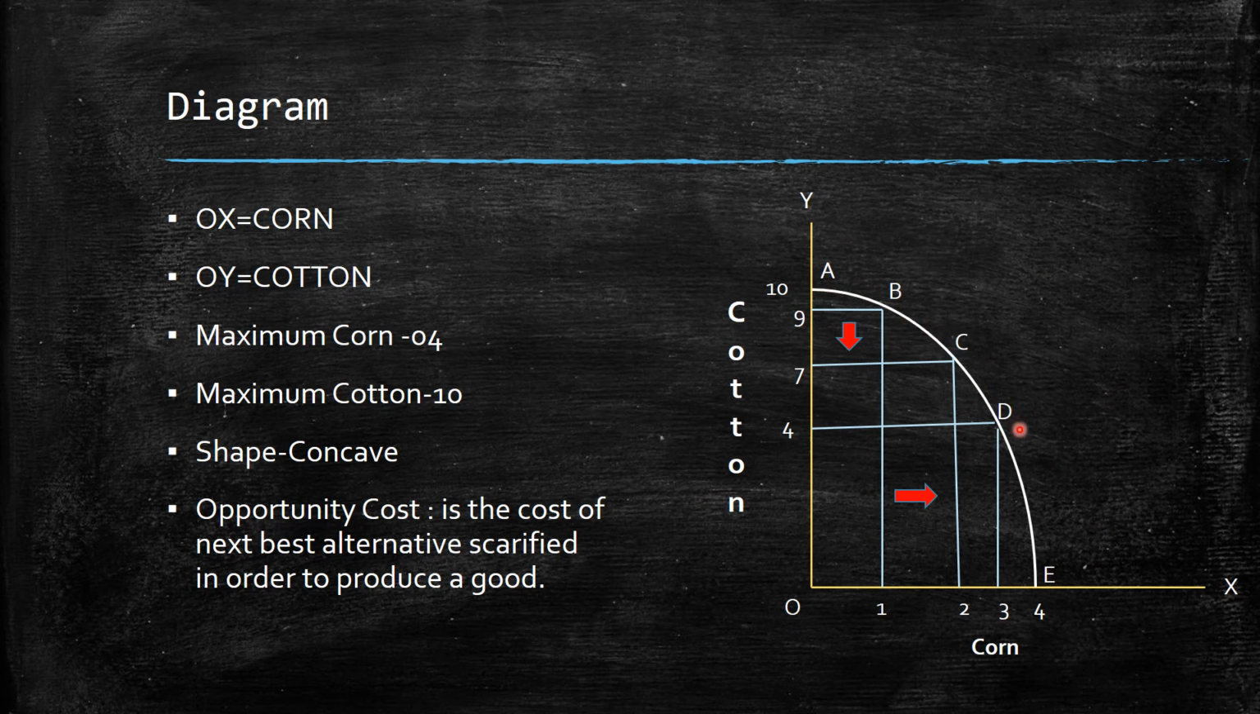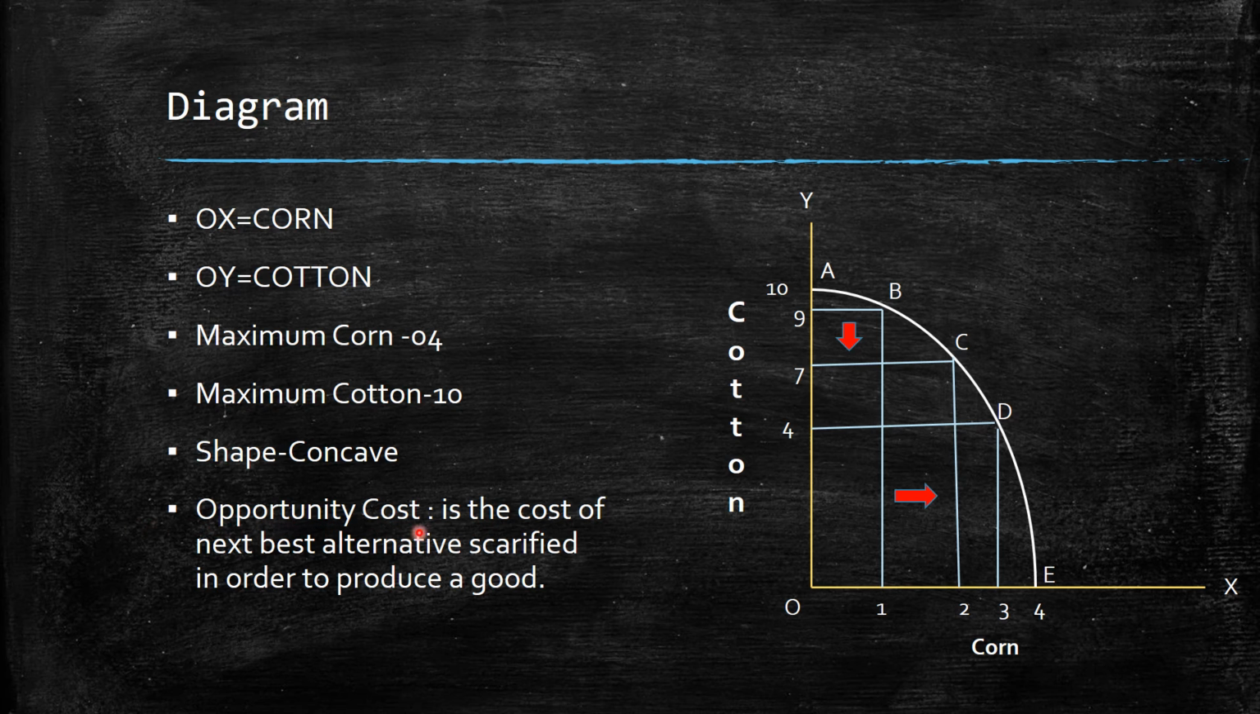When we observe this diagram, we can observe the production possibility curve, that is, the points A, B, C, D, E are represented in a concave shape. The shape of the production possibility curve is always concave. It is because of opportunity cost. Because of opportunity cost, the shape of the production possibility curve is always concave. Then what is opportunity cost?